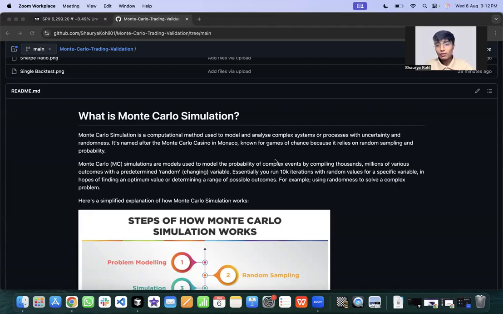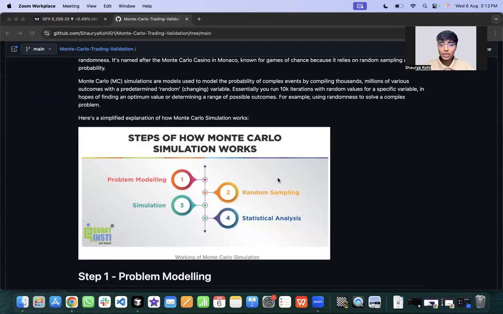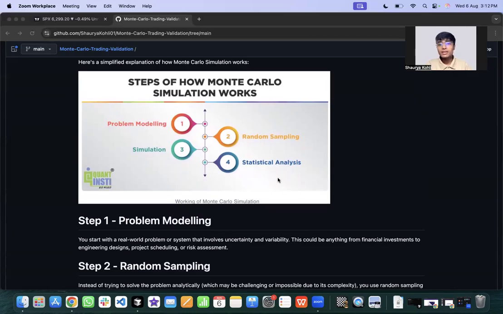So if I talk about the steps related to it, the simulation works with step one being the problem modeling, the second being the random sampling, third the simulation, and the fourth being the statistical analysis. So I will go down to each and every step, and then we will go to the code and try to understand how we could actually use this in our finance journey or in our strategy if we are trading or something.